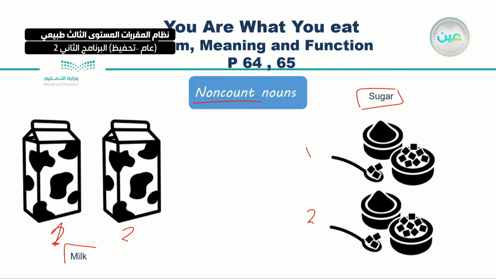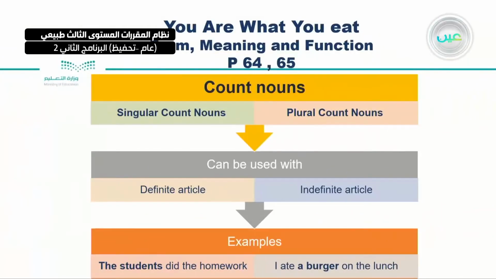Okay, very good. Now let's see the countable and non-countable nouns, when we can use them. Please focus on the board. Countable nouns, we can use them with the singular form, okay, singular countable nouns, or the plural. Also they can be used with the definite article and the indefinite article, I mean the indefinite a and an.